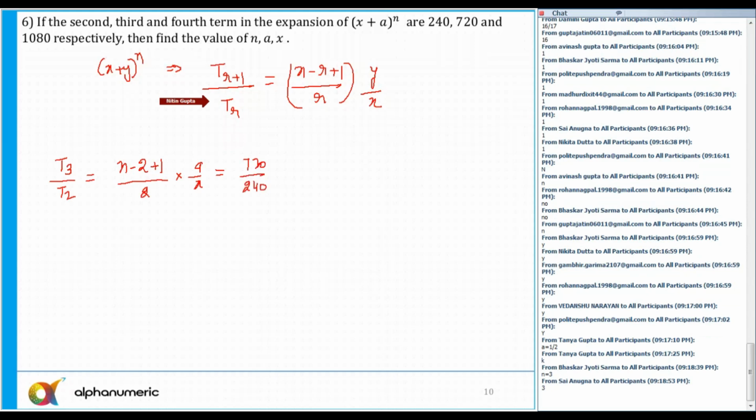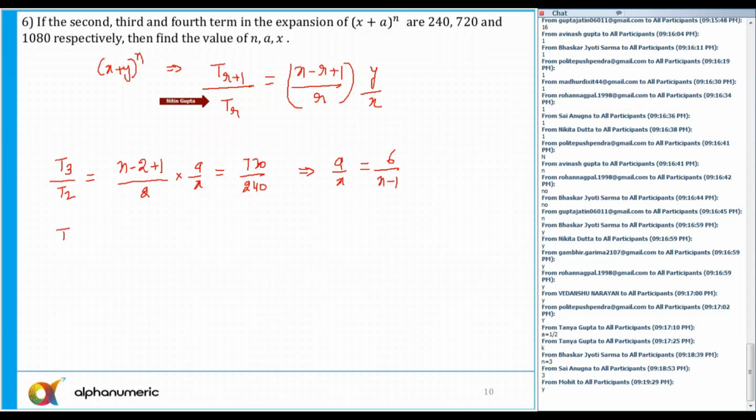So from here, you'll get the value of a by x. What is the value of a by x? Can anyone tell me? A by x, I think it will come out to be 3 times 2, that is 6, upon n minus 1. Is that clear to all of you? A by x is equal to 6 upon n minus 1 from the first one.